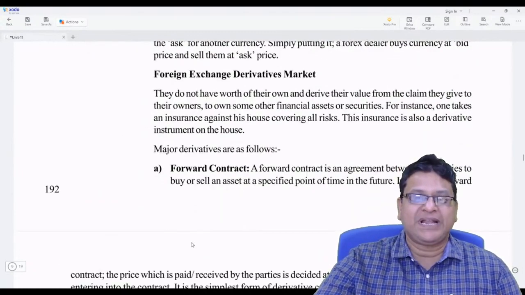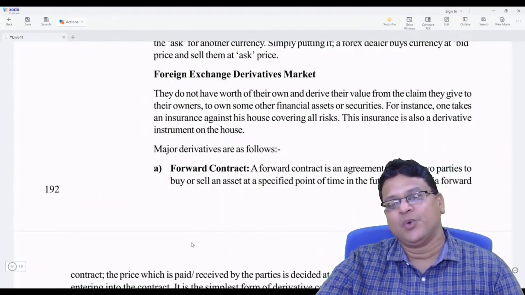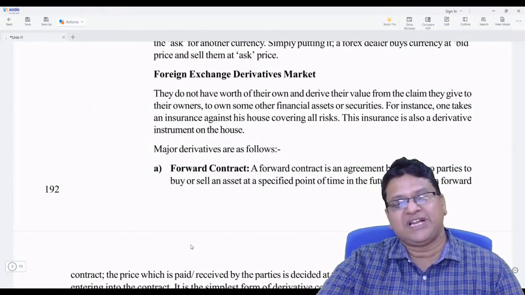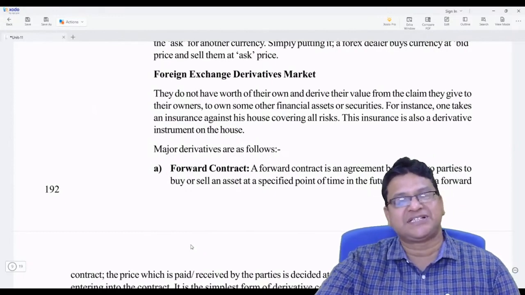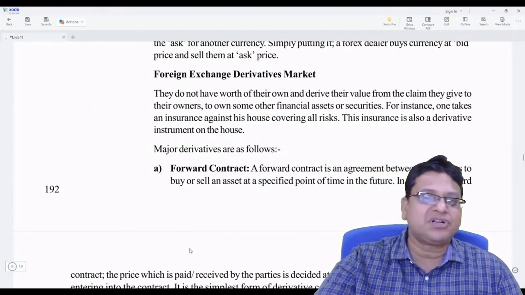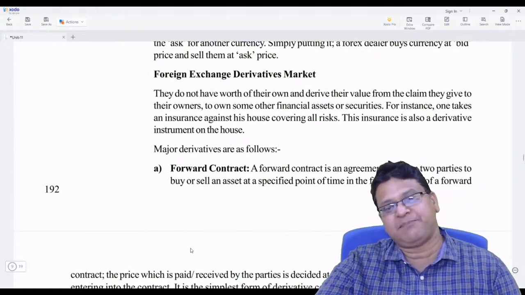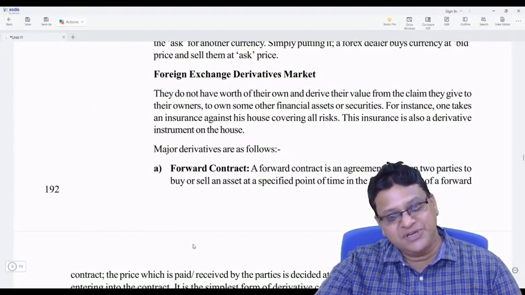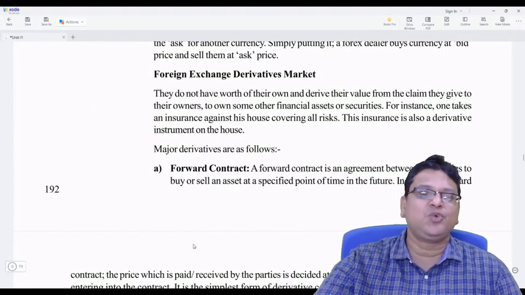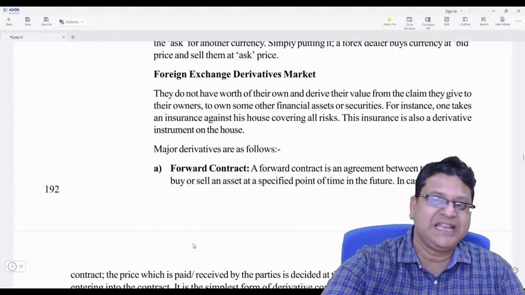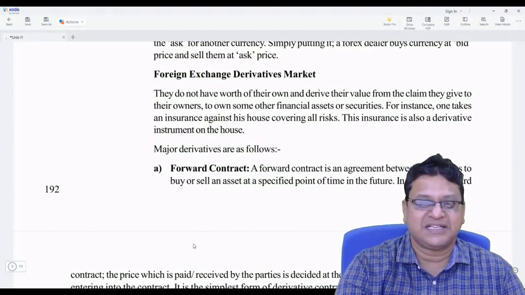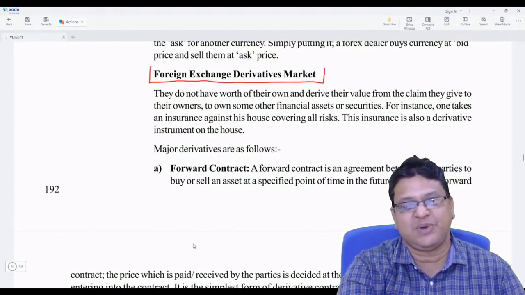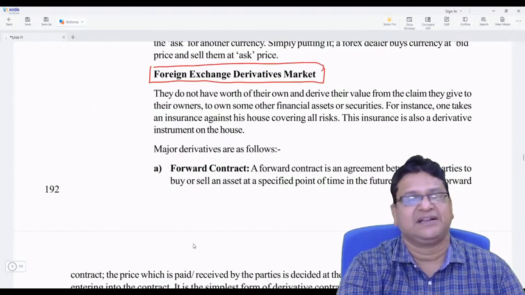Next, the foreign exchange derivative market. We have discussed that the forex market has two segments. One is the spot segment, another is the derivative segment. What is the spot segment? In the spot segment, transactions and settlement are done simultaneously and immediately on a T+2 basis. But in the derivative segment, the transactions are settled on a future date. That is known as the derivative market.